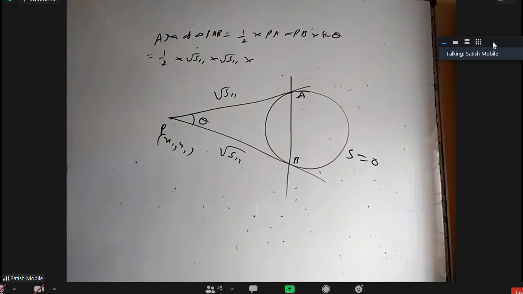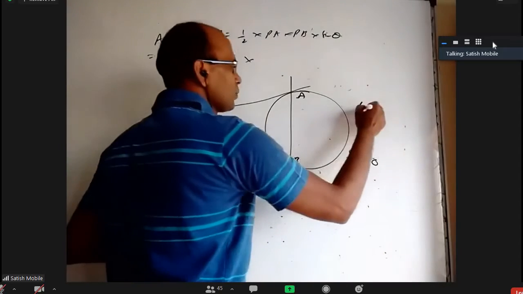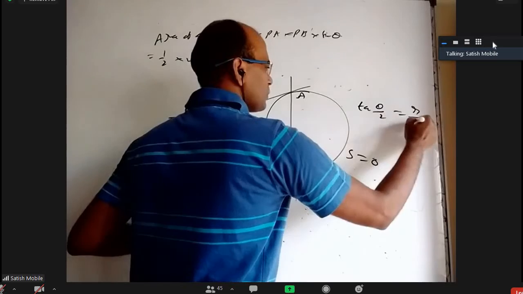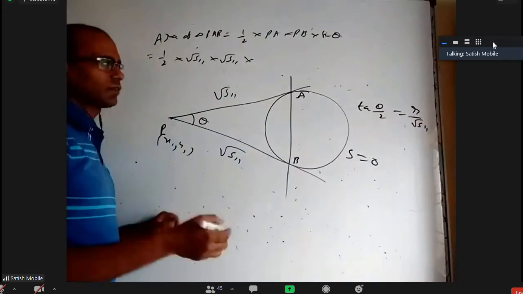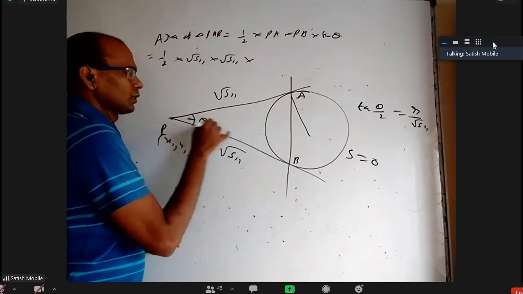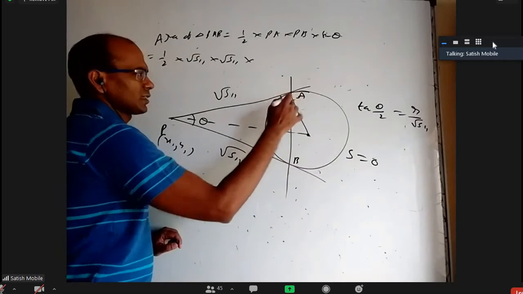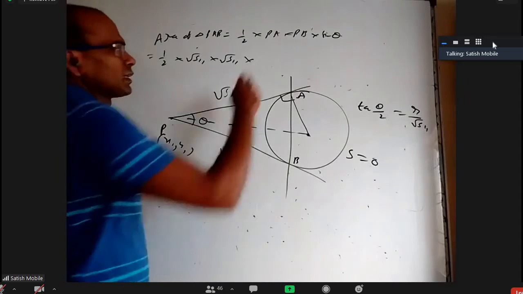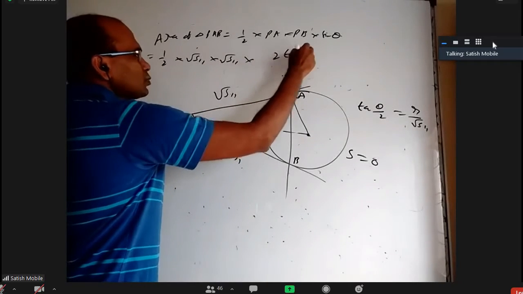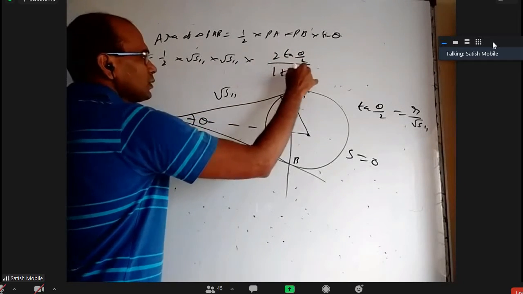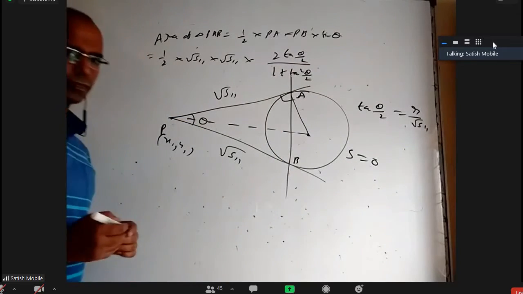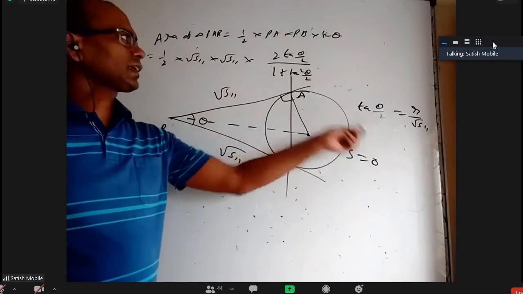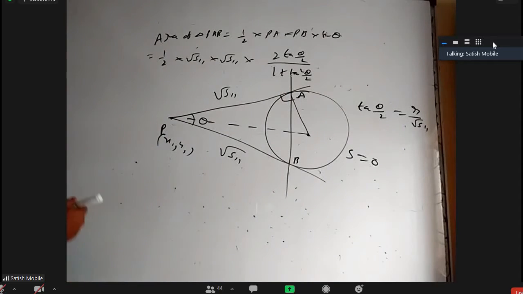How to find sine theta? I know the formula for tan theta by 2 as r by root S11. We have seen that it is a very simple derivation because I can join like this. 90 degrees is here. This is r. This is root S11. Tan theta by 2 is opposite by adjacent side. Sine theta I can write as 2 tan theta by 2 by 1 plus tan square theta by 2. Wherever tan theta by 2 is there, I can substitute r by root S11.